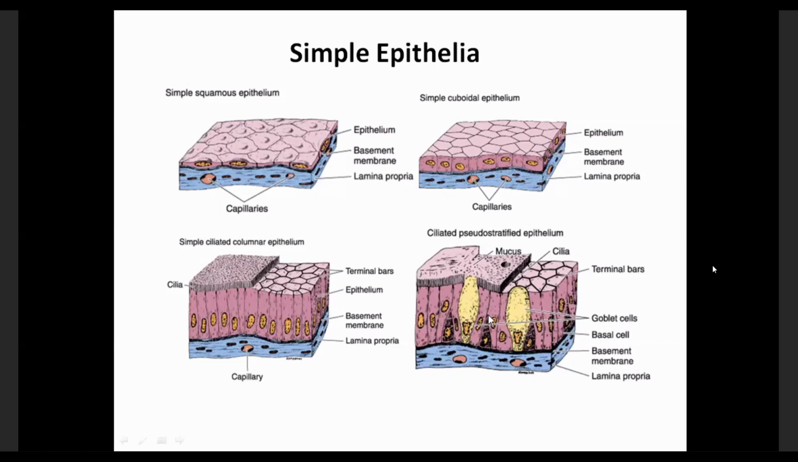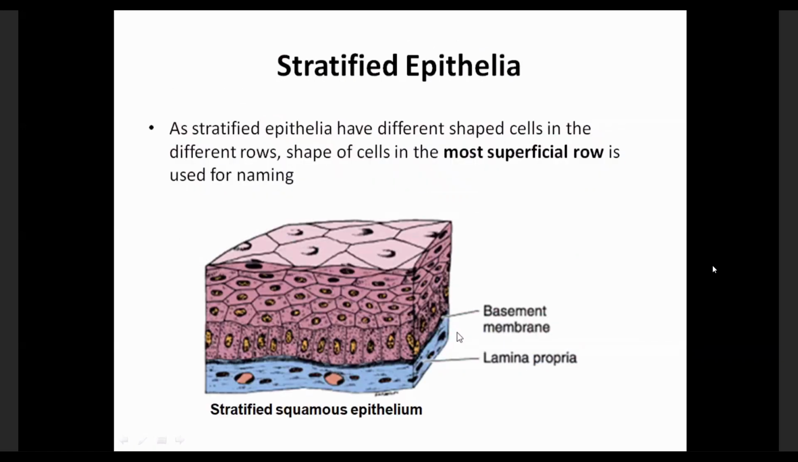So under simple, you can have at least 4 types. If you add ciliated or non-ciliated, you may even have more. Usually the cilia are found in those which are columnar or pseudostratified. Then when it comes to stratified epithelium, this is what they look like. But there is one problem now arising. Look at this epithelium. Usually in stratified epithelium, all cells are not of uniform shape.